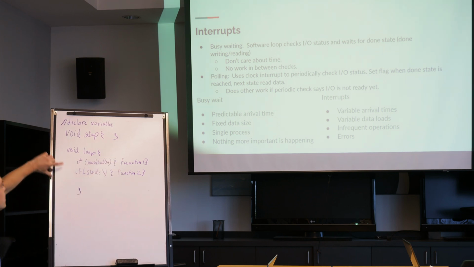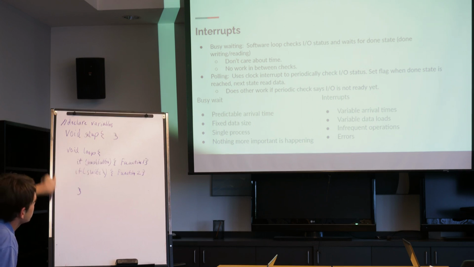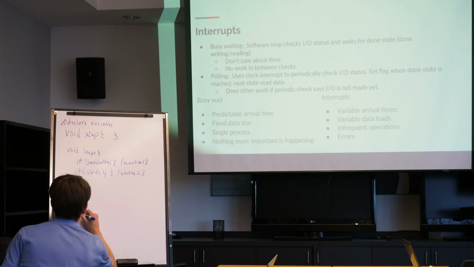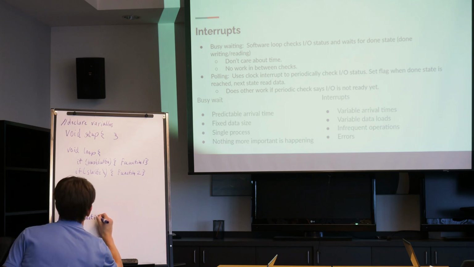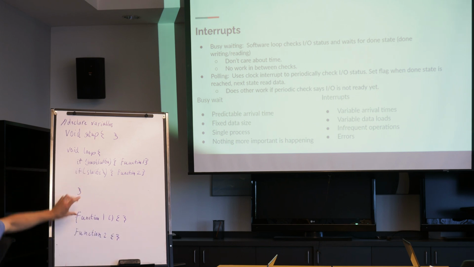But this is polling, where in your void loop, you don't actually do anything except you have several conditions that are checking the status of your inputs. So in your loop, it's just spinning, checking, checking. Then the user presses the button, okay. Now this condition is true, so we jump down to function 1 and process that.